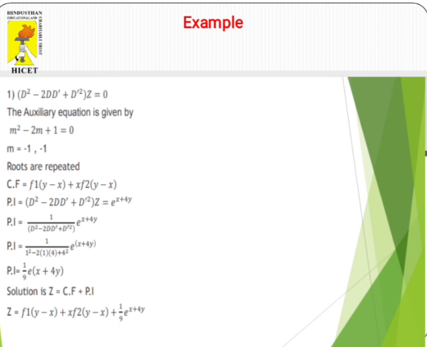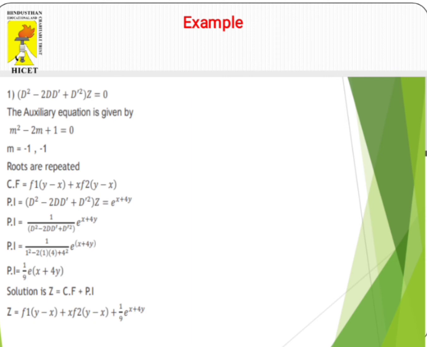Suppose the right side of the equation is 0, the general solution of the given partial differential equation is z equal to only the complementary function. Suppose the right side is of exponential form, for example, e power x plus 4y, to find the particular integral. We have 1 by the given partial differential equation D square minus 2DD dash plus D dash square into e power x plus 4y. Here it is only an exponential function.